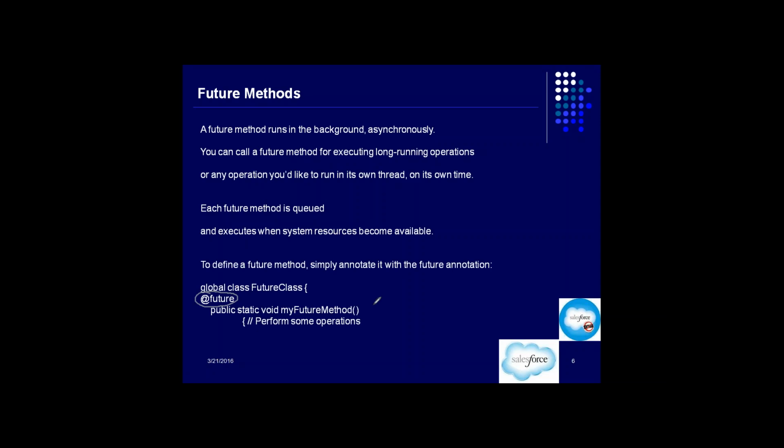That's it. So any method with the @future annotation becomes a future method. The difference is that a future method, if it cannot execute right now, will wait for the resources to become available. All right.